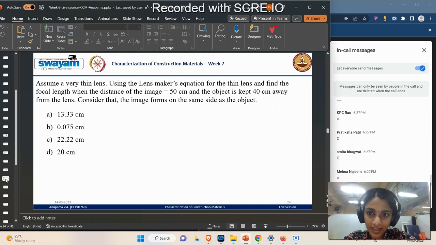Assume a very thin lens using the lens maker's equation for the thin lens and find the focal length when the distance of the image is 50 centimeter and the object is kept 40 centimeter away from the lens. Consider that the image forms on the same side as that of the object. So you know what is lens maker's equation. You are asked to find the focal length when distance of the image di is 50 and distance of the object do is 40. So you have di and do. Now find f.